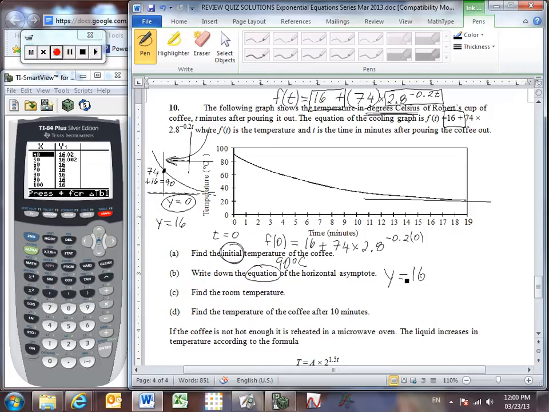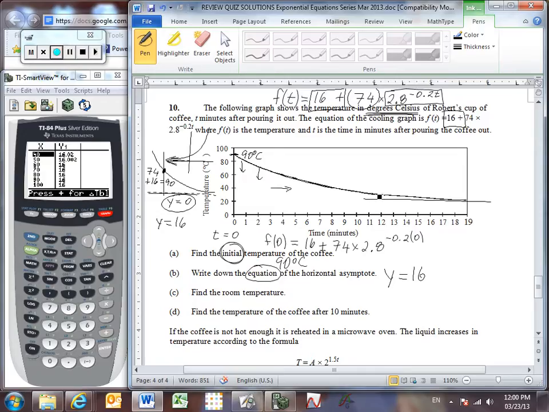Part C, we need to find room temperature. Let's think about what's happening here. Robert poured out his cup of coffee. It was 90 degrees Celsius. Over time it began getting cooler and cooler. We can see its temperature declining as time goes forward.